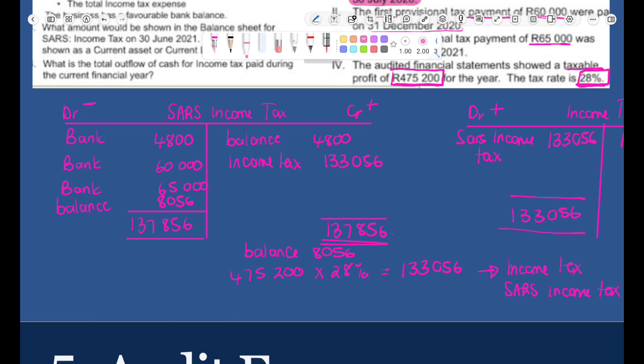So now remember, I told you that we were going to look at how we determine who owes who, right? That's the most important thing. We need to see if we've overpaid SARS or if we have underpaid SARS, right? So let's go and see who owes who. So we can see that our provisional payments was 60,000 plus, okay, before I even get there, let's do this, right? So I'm going to teach you according to the SARS income tax T account for you to be able to see who owes who.